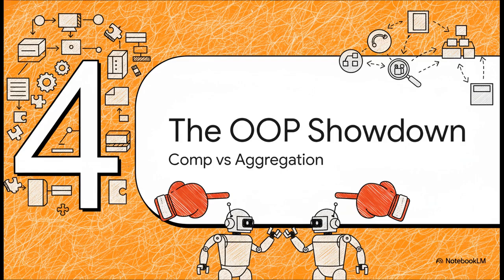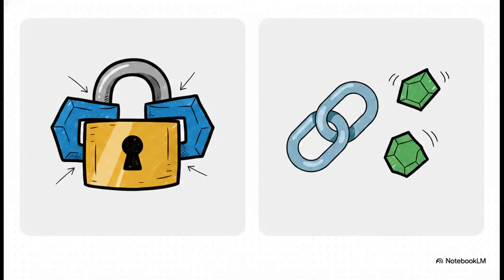Section 4. The ultimate OOP showdown. Composition versus aggregation. It's main event time. Conceptually, both of these describe whole-part relationships, but they are on totally opposite ends of the spectrum. Composition is your internal creator, a strong part-of bond featuring tight coupling where the parent handles the creation. Aggregation, on the other hand, is your external collector, a weaker has-a bond featuring loose coupling where parts are usually created externally and just passed in.